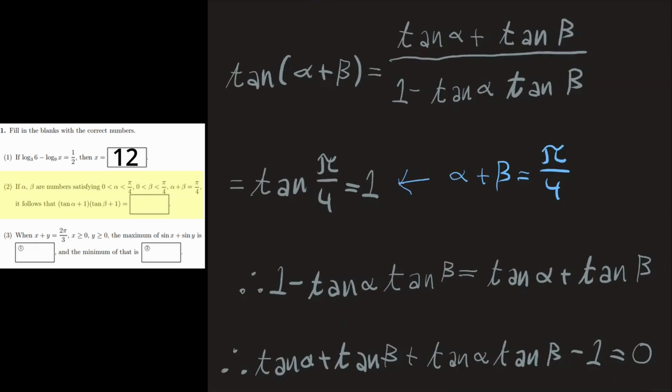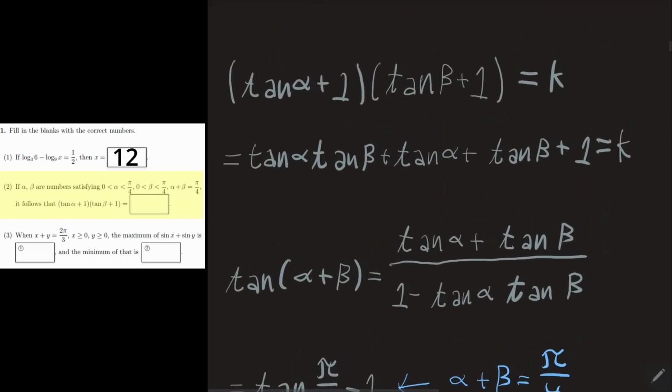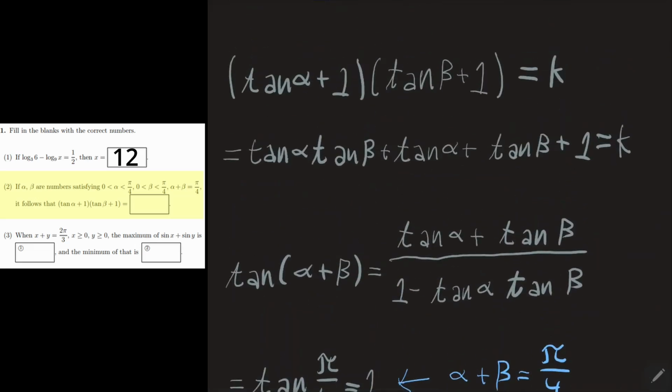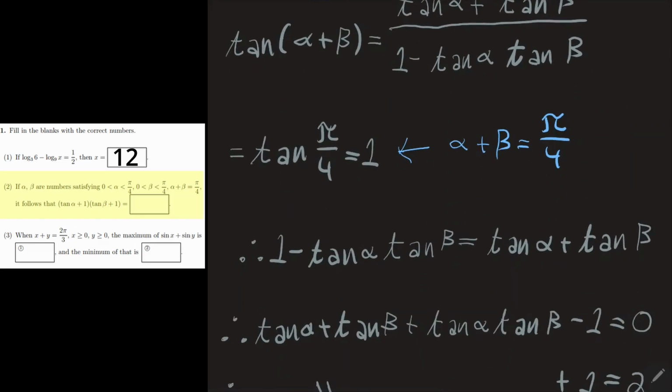And then I move everything to one side so that this whole thing is equal to 0. And so what you will notice is that the only difference between this equation that we just found here and the previous expanded equation that we found from the question is that in this expanded one, we have +1, and in this new one that we just found, we have -1. Everything else is the same, right? Here we have tangent of alpha plus tangent of beta plus tangent of alpha times tangent of beta. And then here we also have tangent of alpha plus tangent of beta plus tangent of alpha times tangent of beta. And then just here is +1 equals k, and here is -1 equals 0.